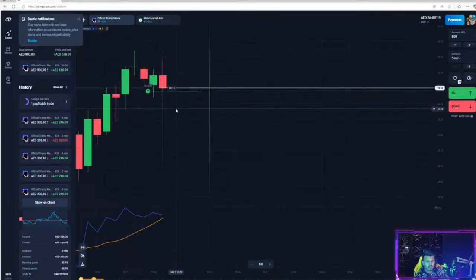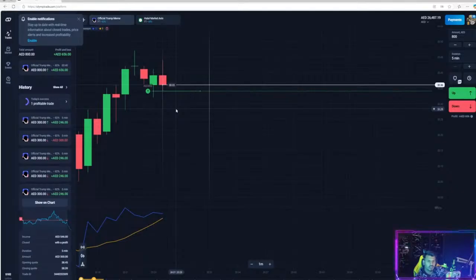So guys, let me show you one new official Trump meme. This is the new asset which is going to be profitable right now, and before this you can see the profits. So let's join the live stream, guys.